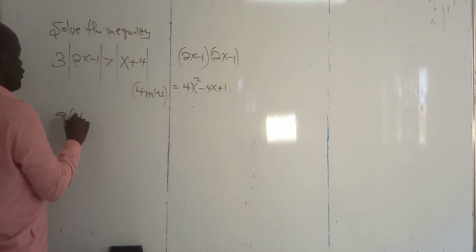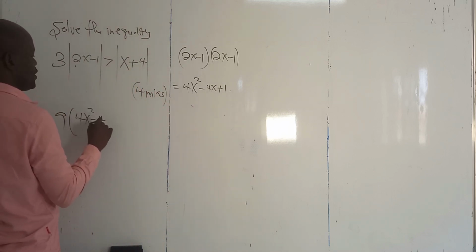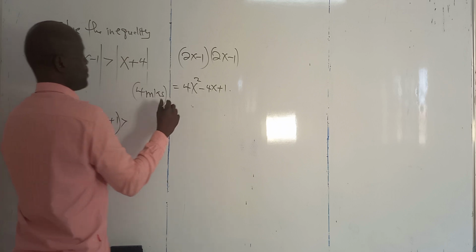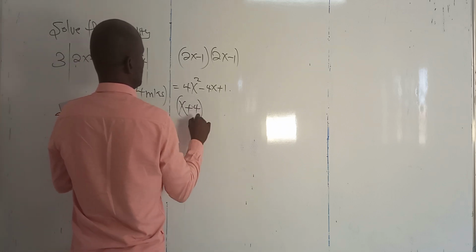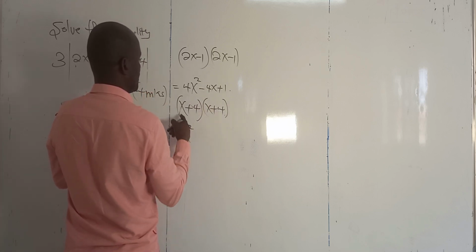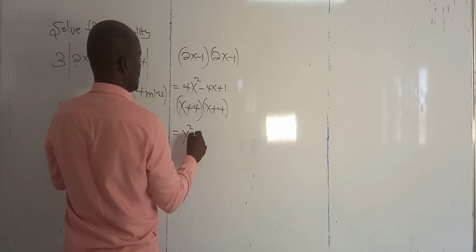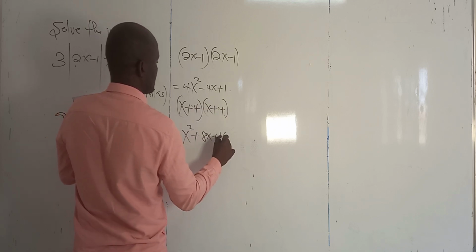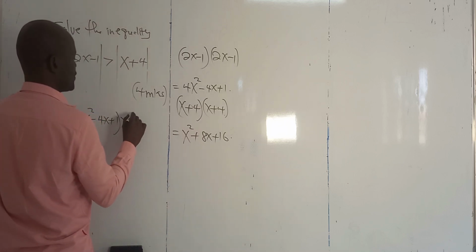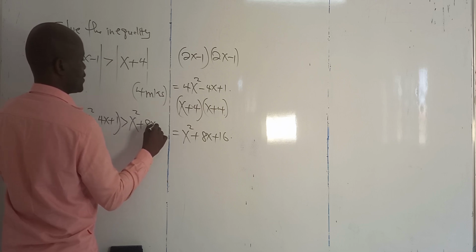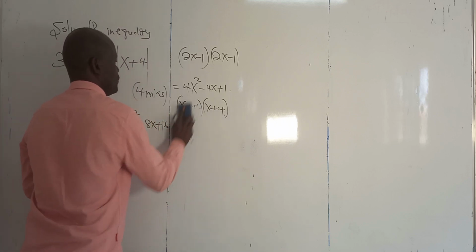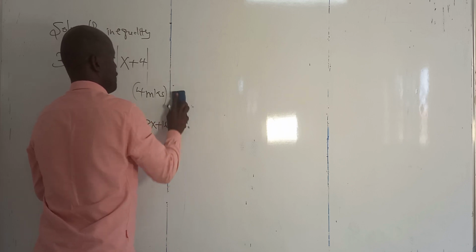So 4x squared minus 4x plus 1 is greater than, then I square x plus 4. So x plus 4 times x plus 4 should as well give me x squared plus 8x plus 16. So this then should imply that here I have greater than x squared plus 8x plus 16. So that is what I have.